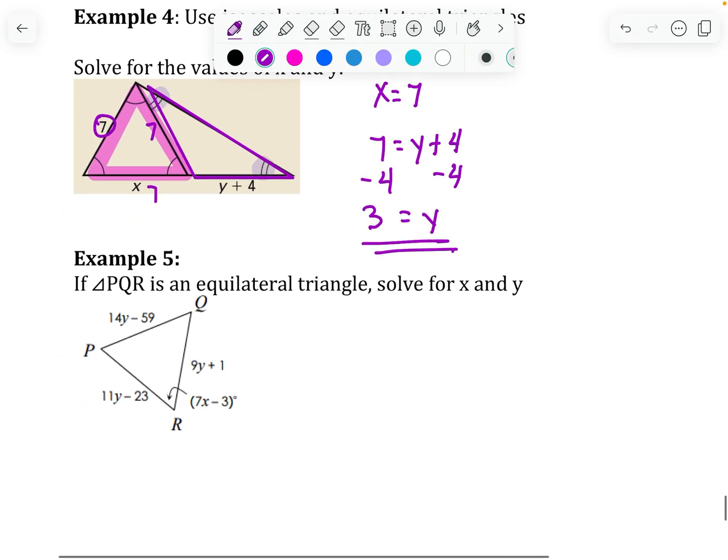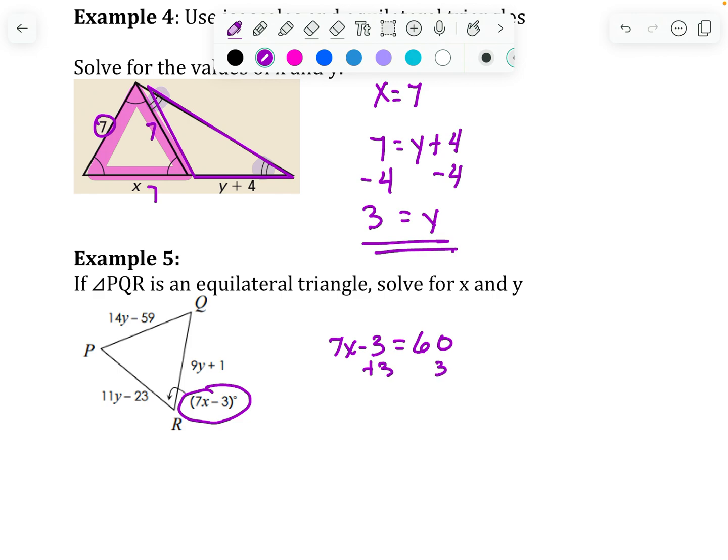Lastly, let's see one more example. They tell us this is an equilateral triangle, so we are going to set all sides equal to each other. So let's see. First of all, let's solve for x. We know 7x minus 3 is the one angle, and every angle is 60 degrees in an equilateral triangle. So we can set that equal to 60. So we get x equals 9.